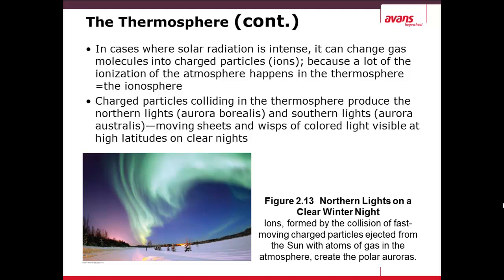These charged particles collide with each other, and they form the aurora borealis, called the northern lights, over the North Pole, or the aurora australis, the southern lights, over the South Pole. And these are seen on the surface as moving sheets and wisps of colored light, visible at high latitudes on very clear nights.